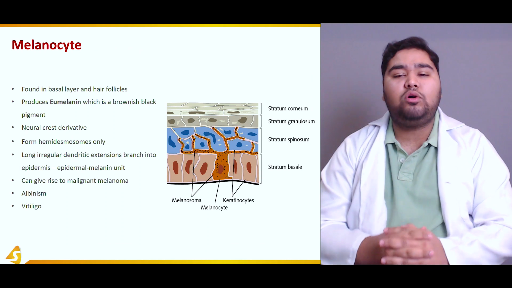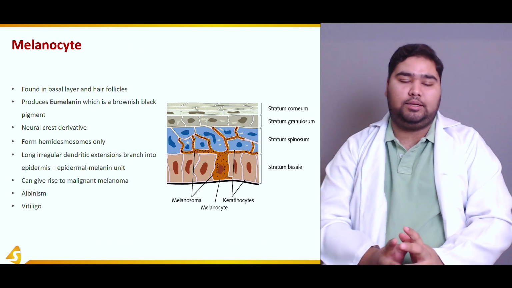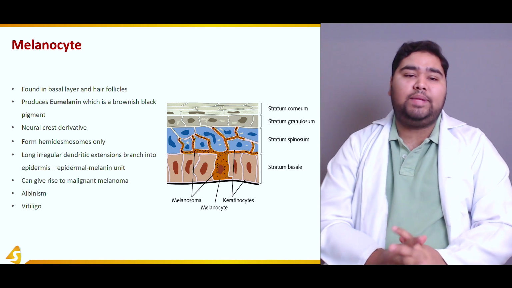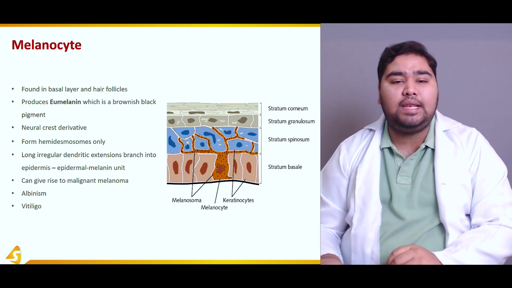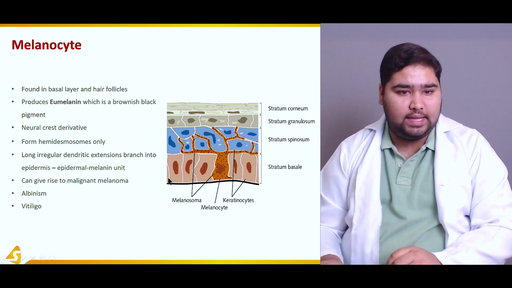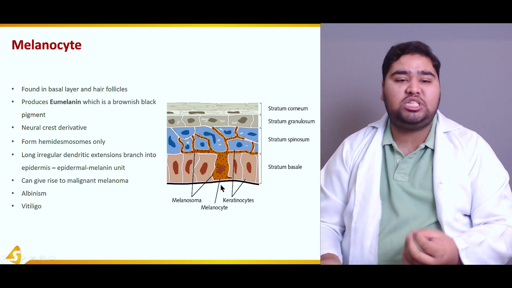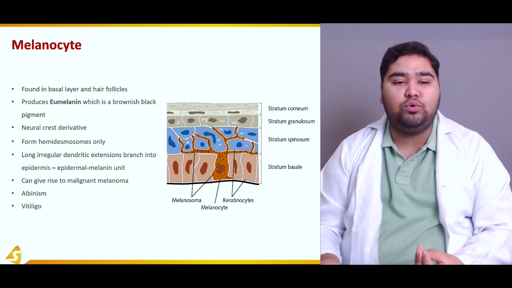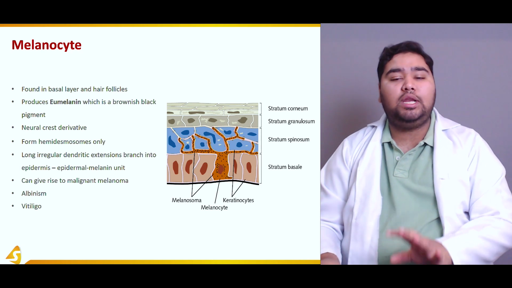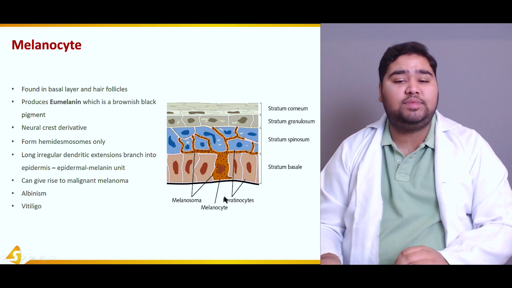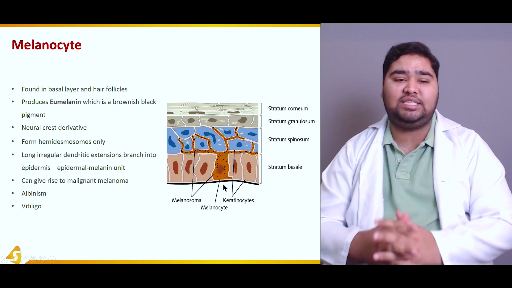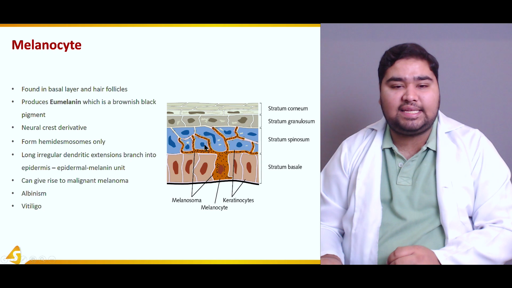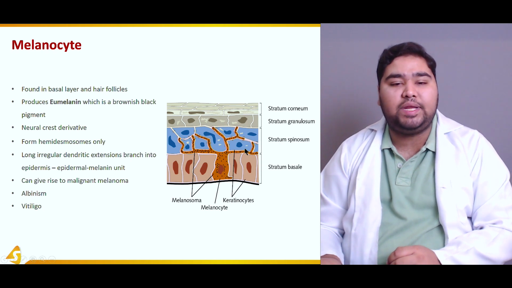Okay, let's take a look on different cells in the epidermis. We have this melanocyte. The melanocyte is found in the basal layer and in the hair follicles. It produces eumelanin, which is a brownish black pigment. Melanocyte in itself is a neural crest derivative. It only forms hemidesmosomes, that is, it forms connections with the basal lamina, not with the adjacent cells. It has long, irregular dendritic extensions which branch into the epidermis.